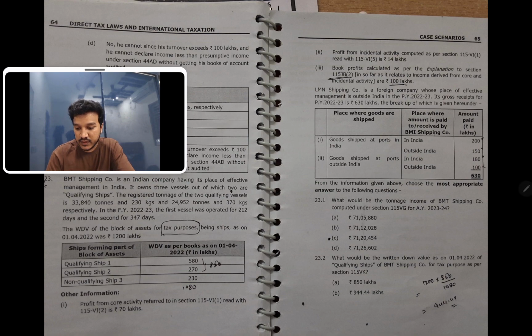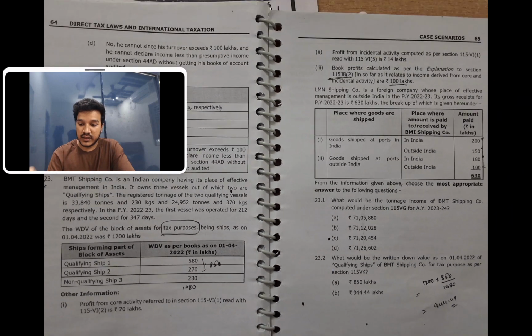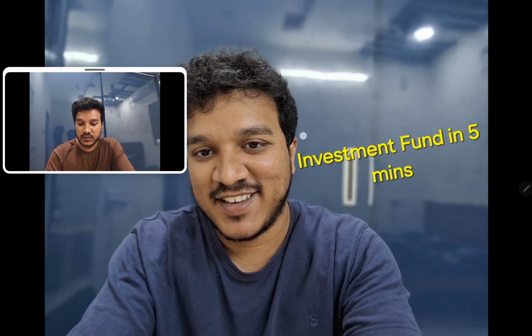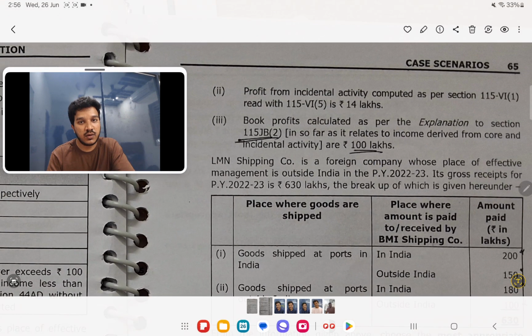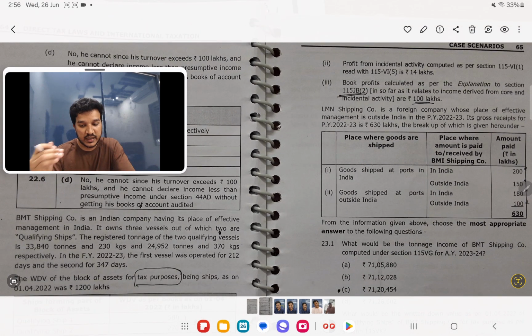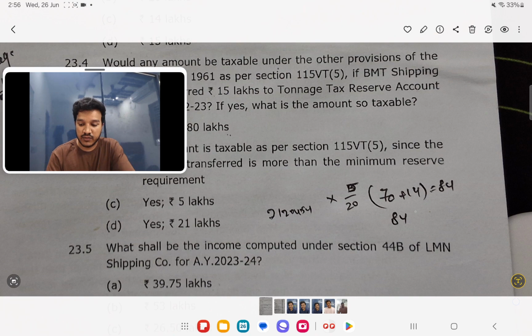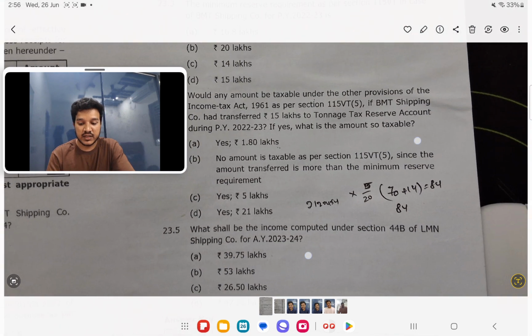See, here we got one income, Tony's income, 71,554, the first question that we solved using those slab rates. So that income you should not take. Okay, remember here we have profit from core activity in the business, which is 70, and then profit from incidental activity computed, which is 14 lakhs. So you should add those two, 70 plus 14, which comes to 84, and on that 84 into 5 divided by 20, you will get 21 lakhs. D is the answer. That's how you should calculate.